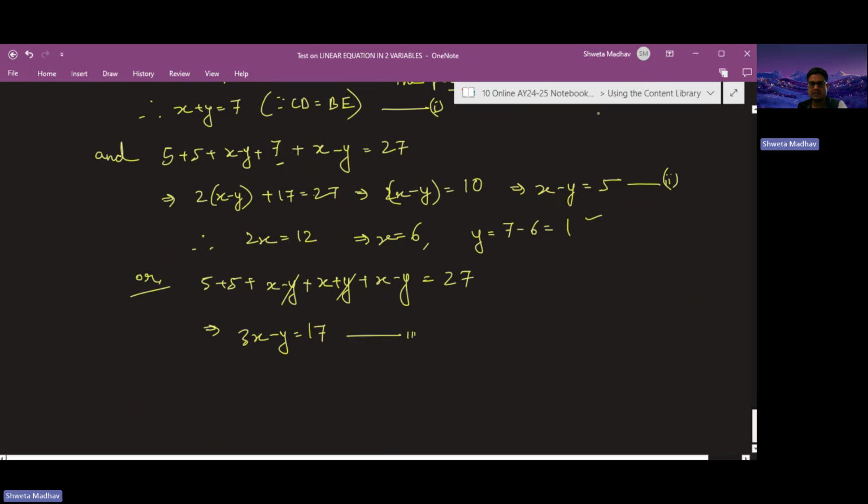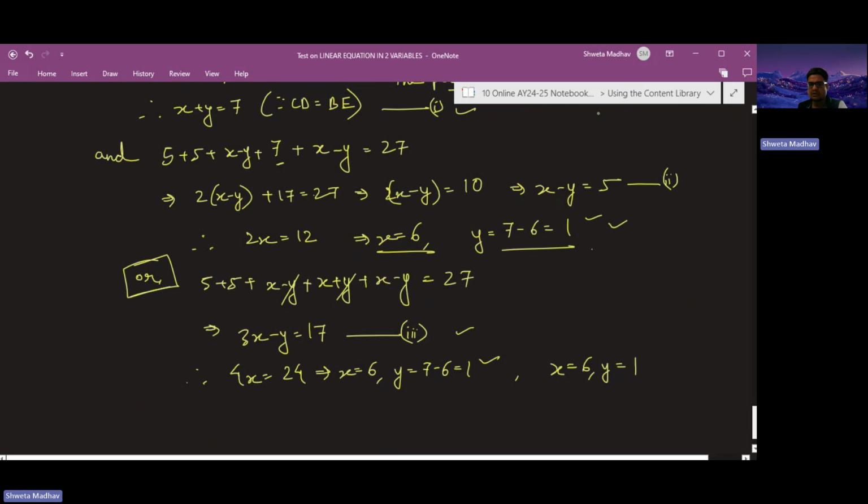So this also we can take as equation 3, and if we solve equation 3 and equation 1, then also we will get the same answer. If we add them, then we will get 4x, that is equal to 17 plus 7, that is 24. So x will be equal to 6, and so y will be equal to 7 minus 6, which is 1. So in this way also we can get the same answer, or we can take the second equation as x minus y equal to 5. So the final answer is x equal to 6 and y is equal to 1. This is the required final answer.